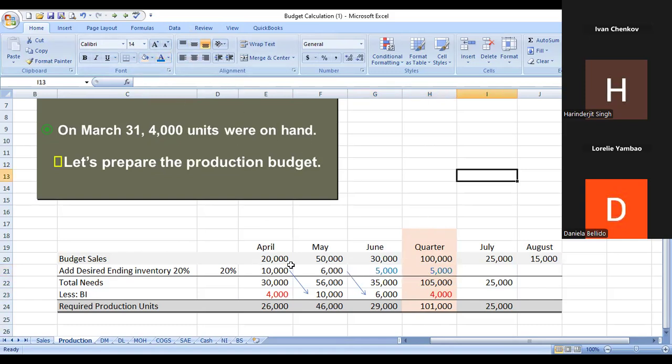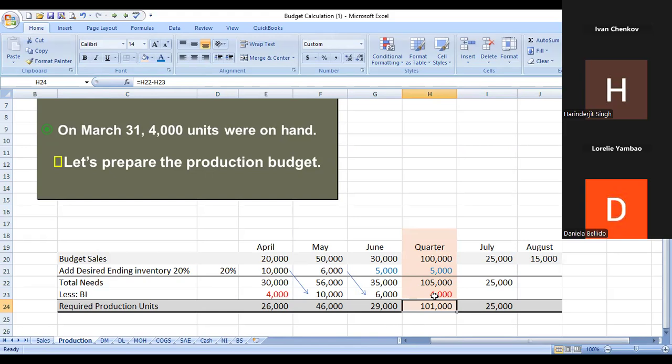So for the desired ending inventory, we're not calculating April plus May plus June. No, we're getting the ending balance of June. And for the beginning balance of the quarter, we're not calculating April plus May plus June. No, we're getting the first balance of the quarter and putting it at the beginning of the quarter. And that's how we get the number of units that we need to produce for the quarter.